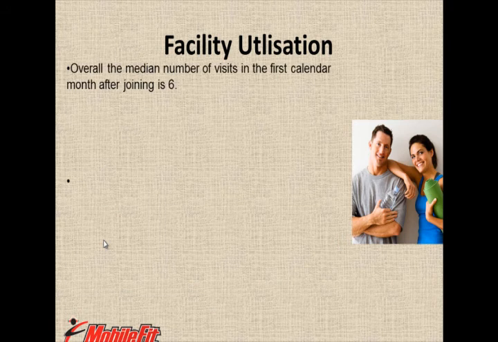So let's have a look at facility utilization. Now, why would we look at that? What is facility utilization? That's how much the facility is used by members. How often do members come in to the facility? Overall, the median number of visits in the first calendar month after joining for a member is 6. That's the median number there.